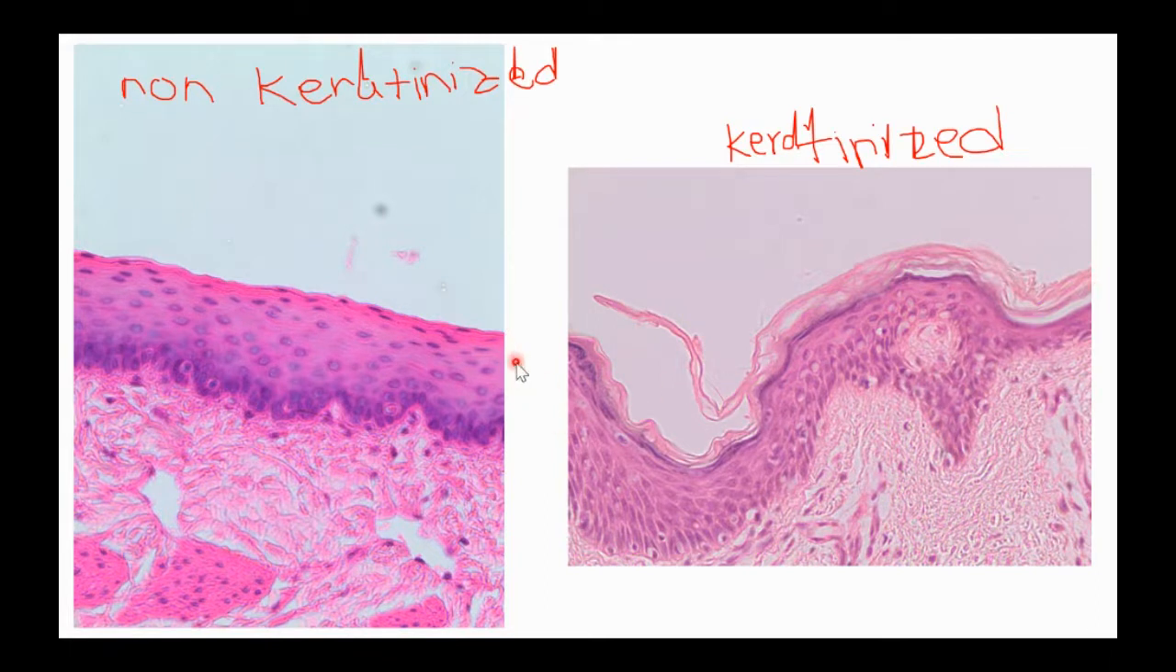Compare that over here to my friends that are non-keratinized. They don't have keratin inside of them, so they are not dead. The cells on this outermost layer still look like squamous cells, and they're still alive. If you're not filled with keratin, you can stay alive when you live here on the outside. If you're filled with keratin, you cannot stay alive here on the outside.